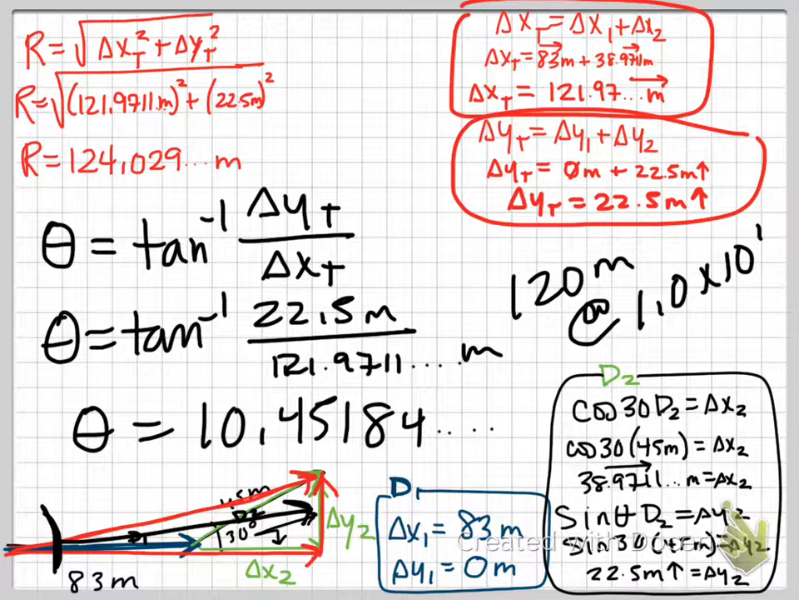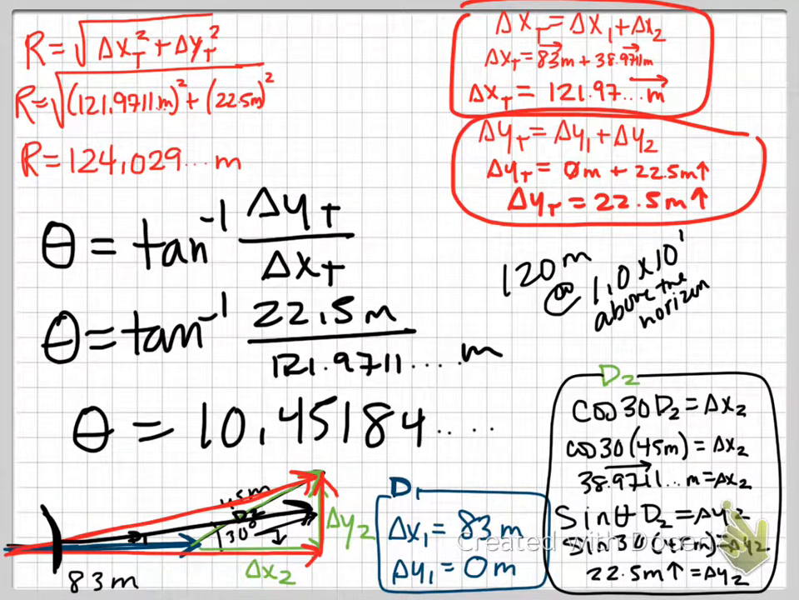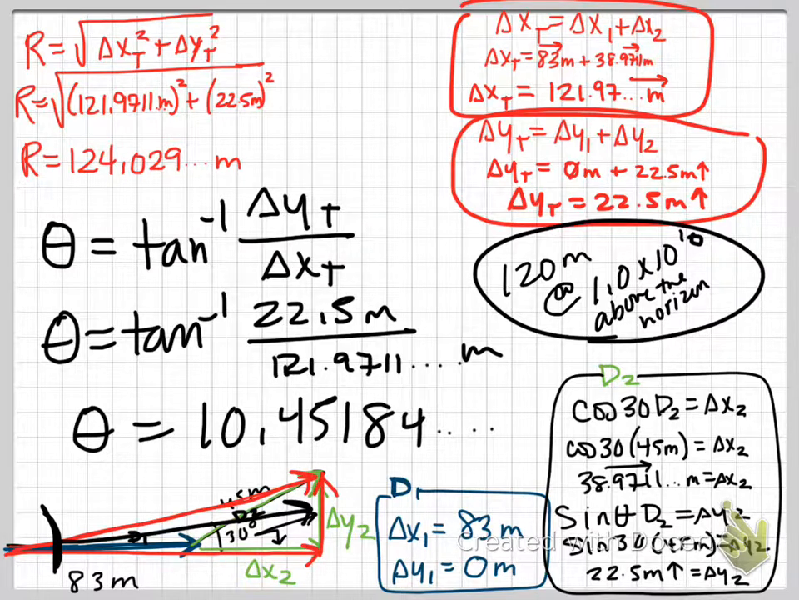And what's our heading? What's your heading? Above the horizon. So 120 meters at 10 degrees above the horizon. Yes, you can put degrees in scientific notation.